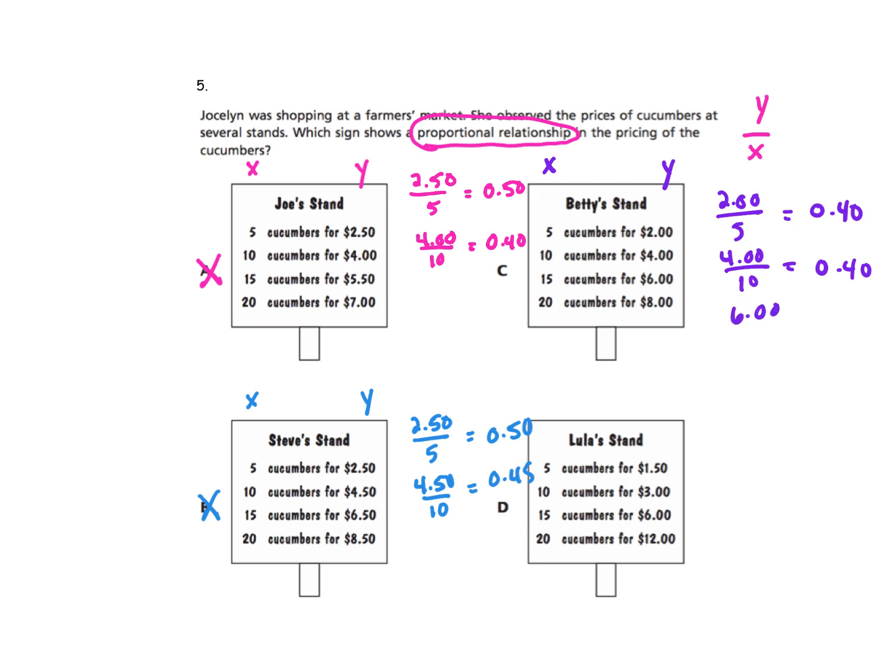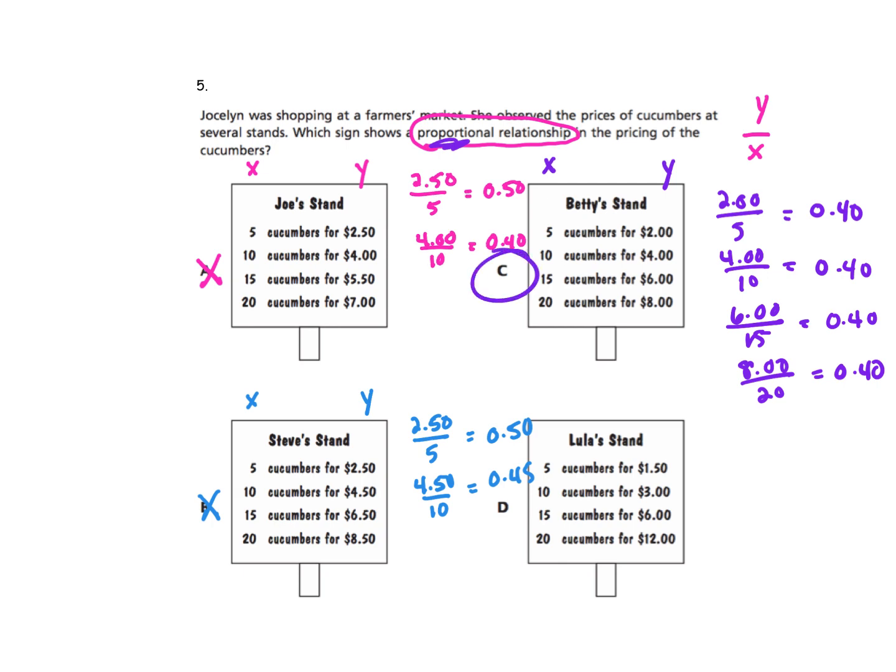We have to make sure it's throughout the table. So this is $6 divided by 15 cucumbers. And that, once again, would be 40 cents per cucumber. And finally, $8 divided by 20 cucumbers. And that's 40 cents per cucumber. You can see there's a constant of proportionality. So C is the answer.